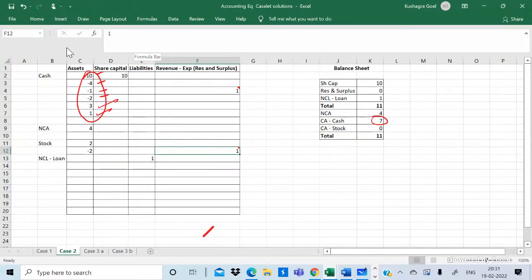So I've just added up all these numbers to get the cash. Similarly, I've added the stock figures and then said stock is 0. I've added the non-current assets. I just have only one number, so I'll take it as it is. I'll just write 4 over here.